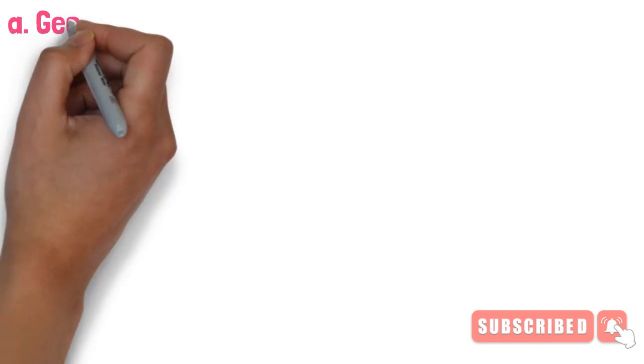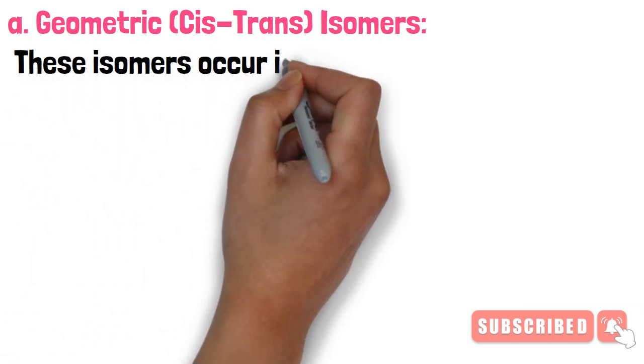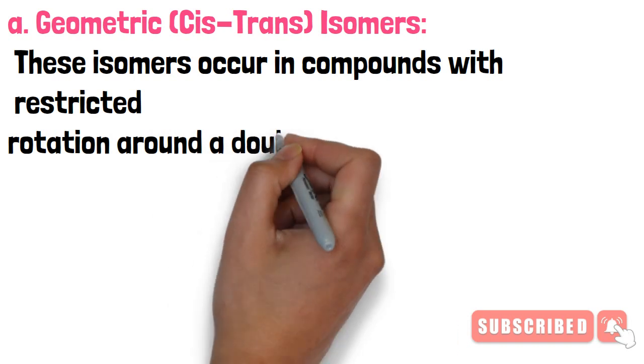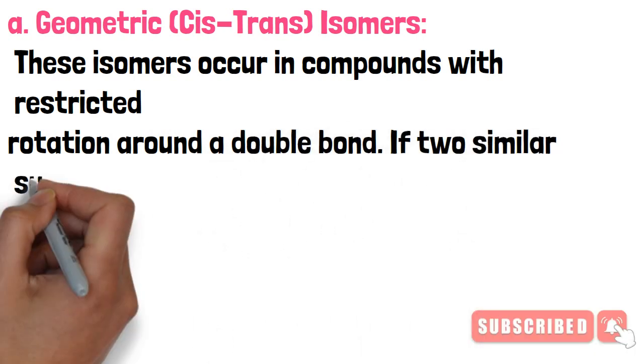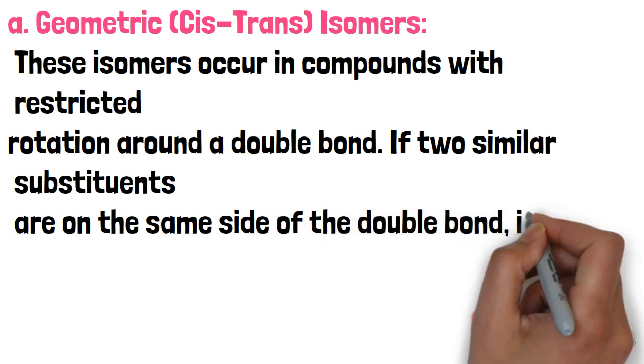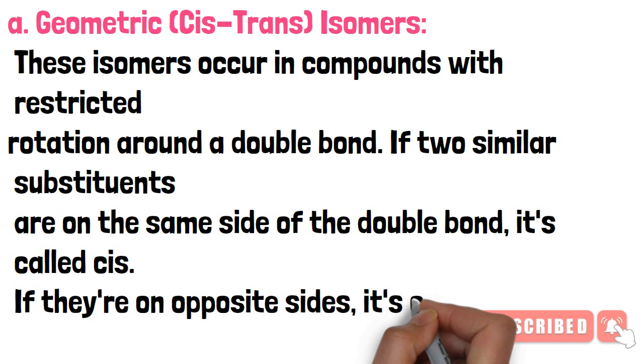A. Geometric, cis-trans, isomers. These isomers occur in compounds with restricted rotation around a double bond. If two similar substituents are on the same side of the double bond, it's called cis. If they're on opposite sides, it's called trans isomers.